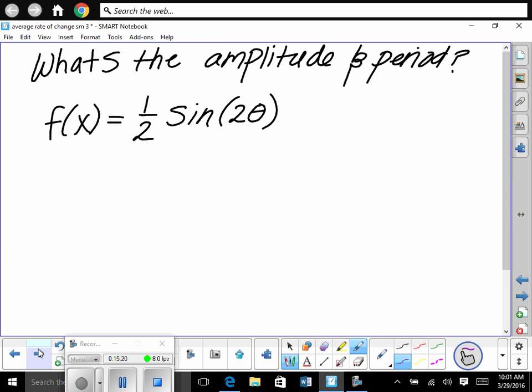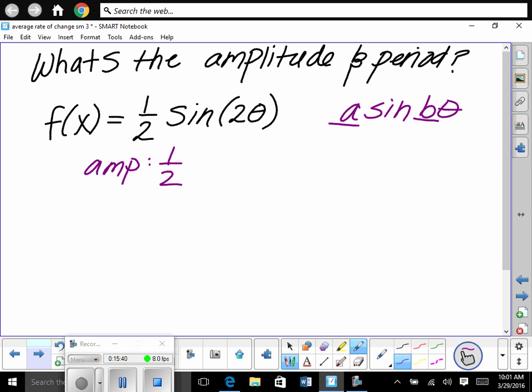It says, what's the amplitude and period? Very important. It's been a while. What's the amplitude? 1/2. Good, 1/2. Remember that these have the form A sine of B theta, right? Where A is the amplitude, B is the number of cycles from 0 to 2 pi. Okay, so our amplitude is 1/2.